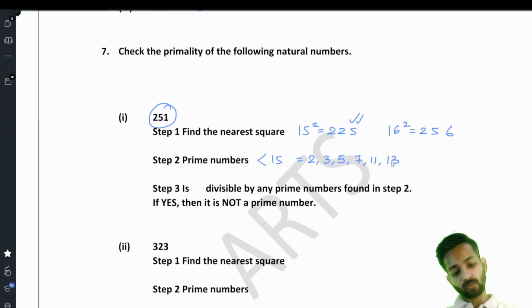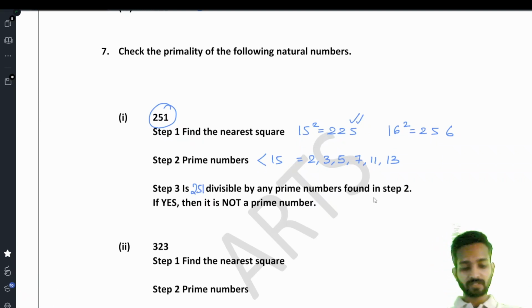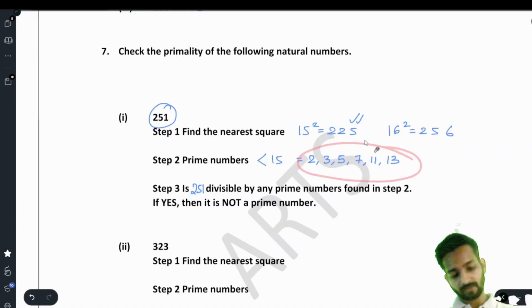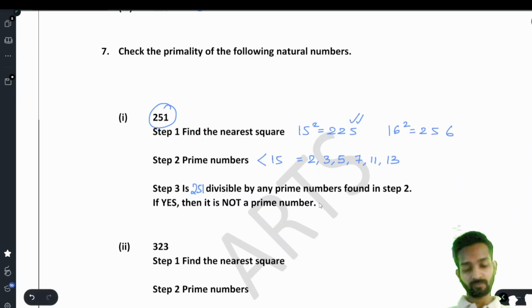Now what is step 3? See, it is very important. Step 3 says, is 251 divisible by any prime number which is found in step 2? We have to check whether 251 is divisible by any of these numbers, 2, 3, 5, 7, 11, 13. If it is divisible by any of them, it means it is not a prime number.